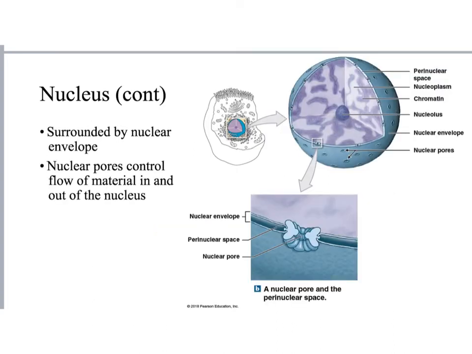So I already mentioned the nuclear envelope, or the membrane that surrounds the nucleus. Remember, we're talking about membranous organelles now. And I mentioned that you had to have a way of material coming into and out of the nucleus, and that's going to happen through these nuclear pores. They're going to control movement of material in and out of the nucleus.